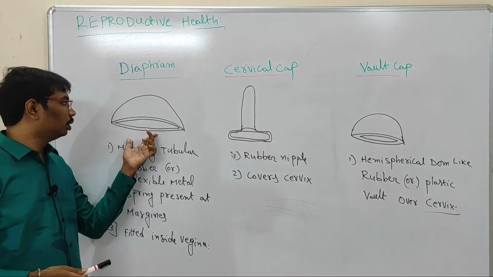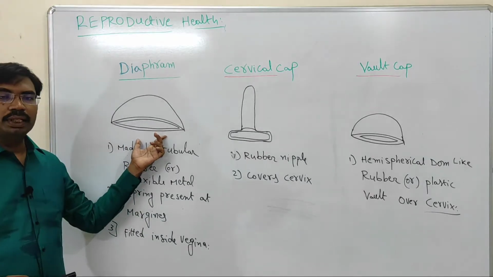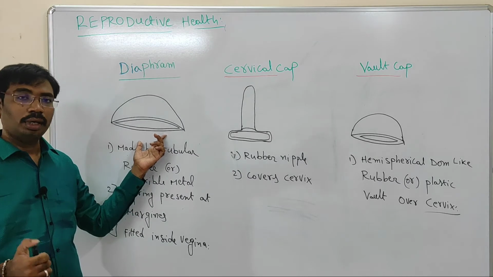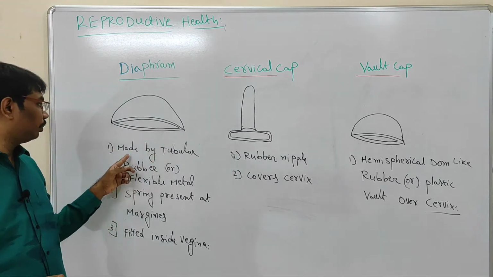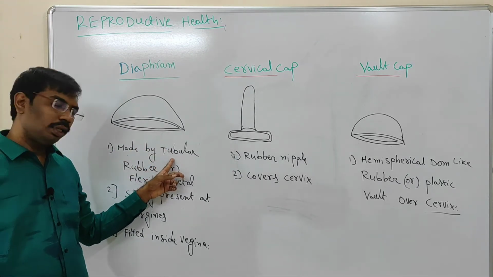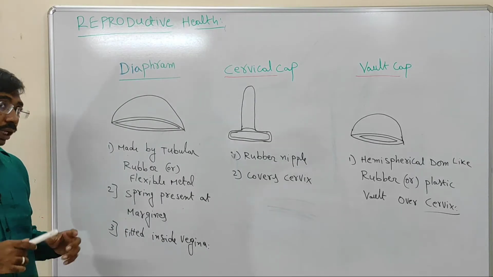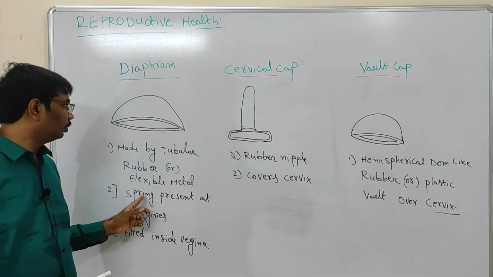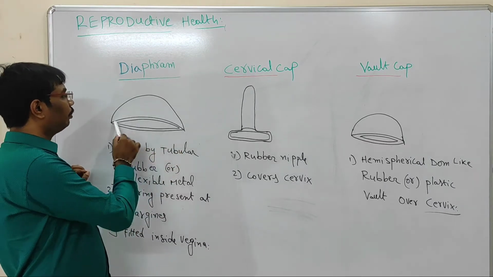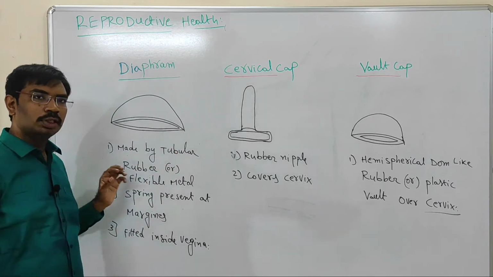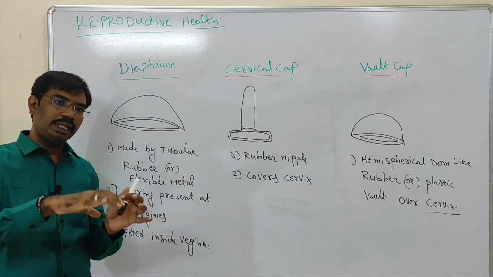See here, the diaphragm is made of rubber, otherwise flexible metal. I have written here, it is a tubular rubber or flexible metal. In the margins it contains a spring. The margins of the diaphragm contain a spring, and because of that it can expand like this.